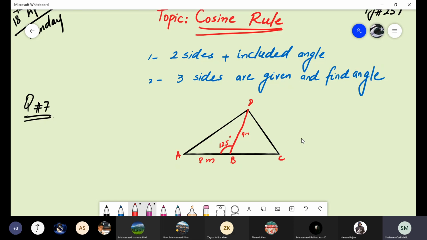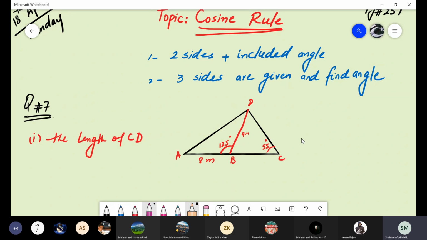Okay, boys. So the question is, in the figure, the point B lies on AC such that the distance of A and B is 8 meter, B and D is 9 meter. Angle B is 125 degree and angle C is 55 degree. What you have to find out, the very first thing, is the length of CD.